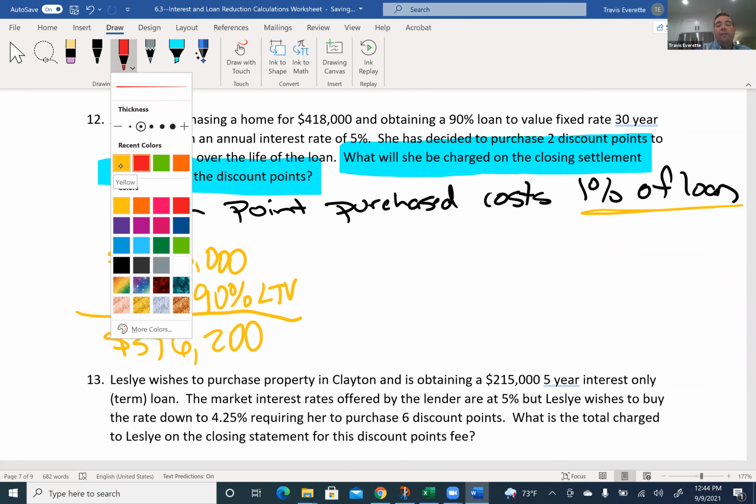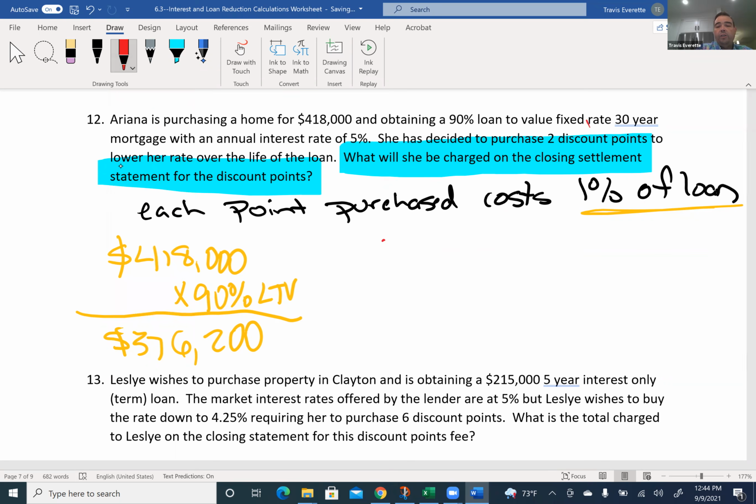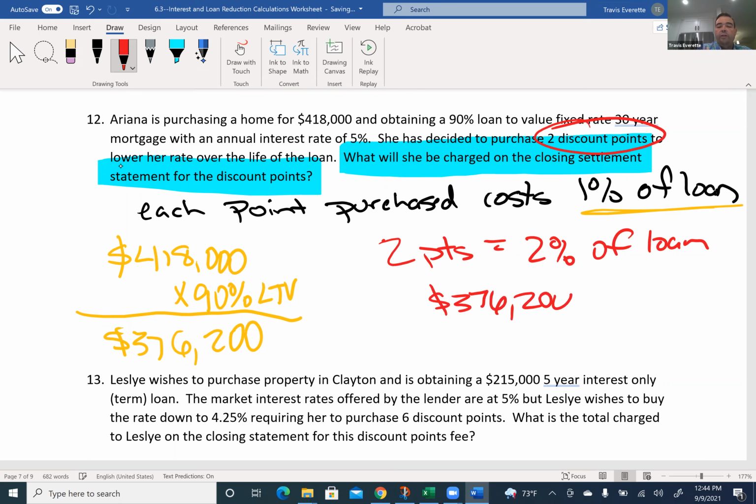So now what is our math going to look like? Well, we're buying 2 discount points. So if each point costs 1%, that means 2 points is going to cost 2% of the loan. So here's my loan amount, $376,200 times 2%.